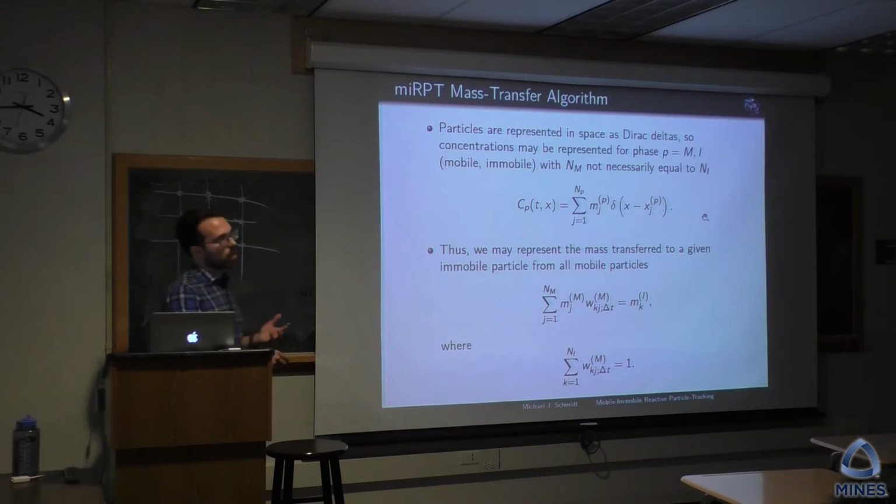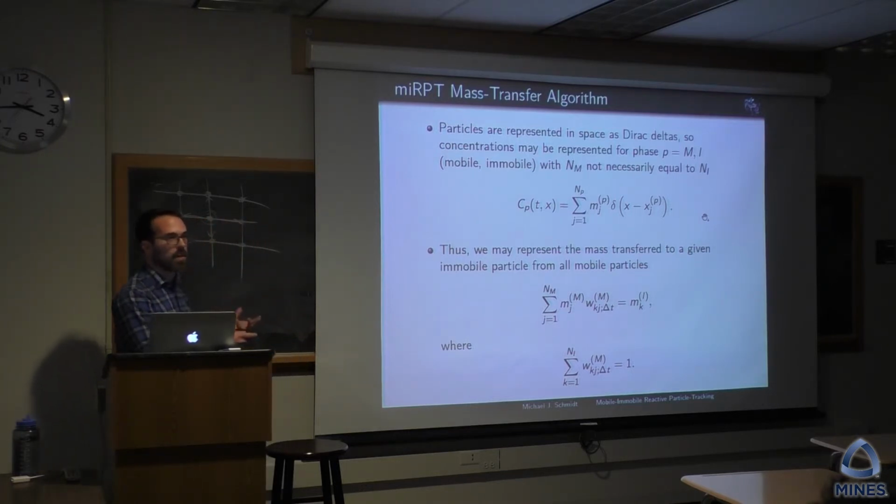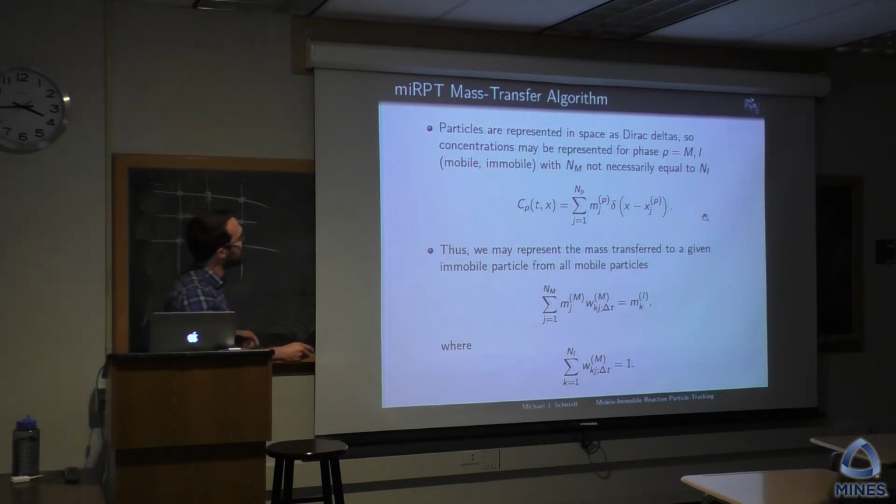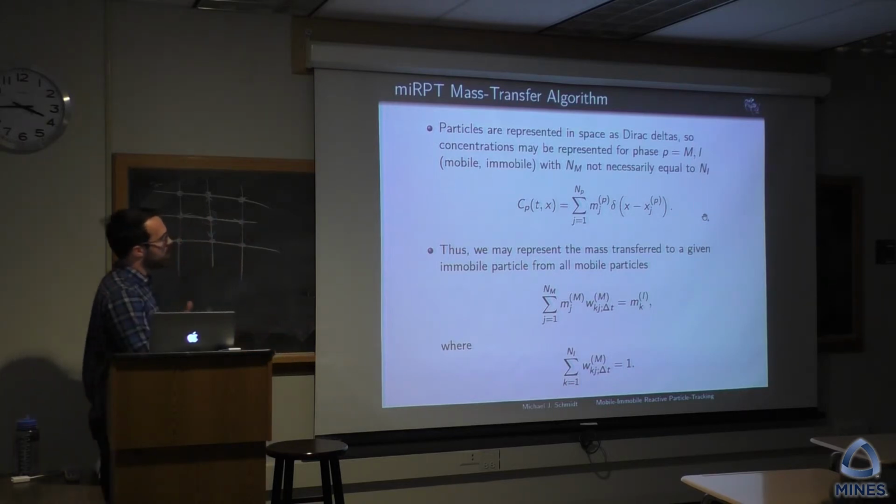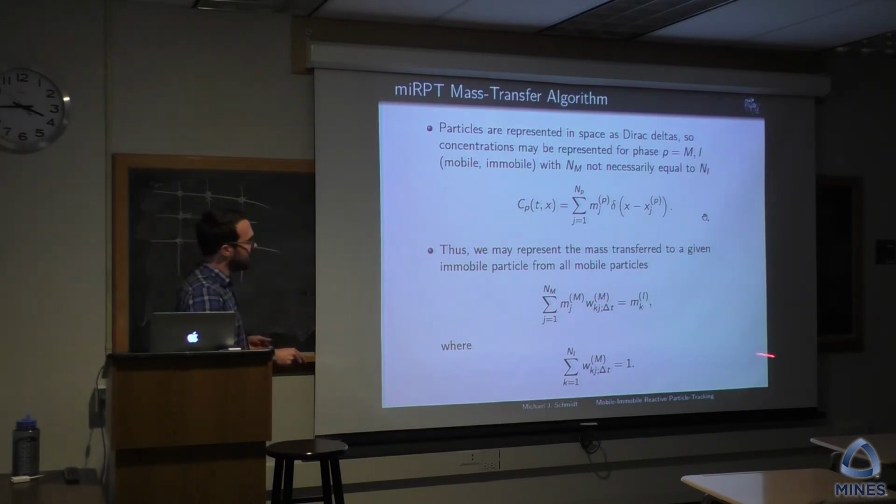So mathematically, the way this works, our particles are represented in space, in this case, with Dirac deltas. They're just a single point in space. So we can have a continuous representation of our concentration in space for a given time. It's just the mass on a given particle and a Dirac delta centered at that particle's location. So we can represent the mass transfer to a given, just this kth immobile particle from all of the mobile particles.